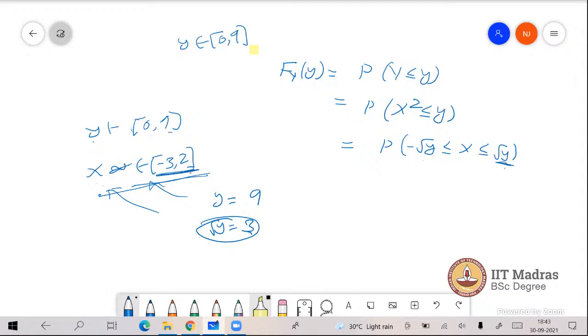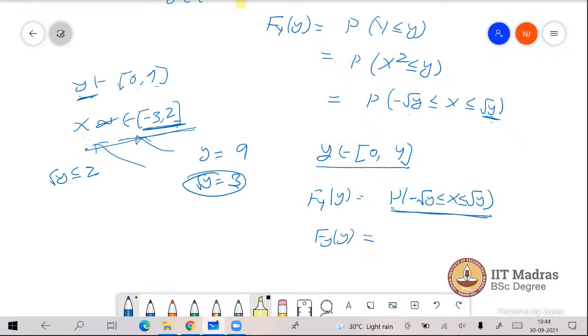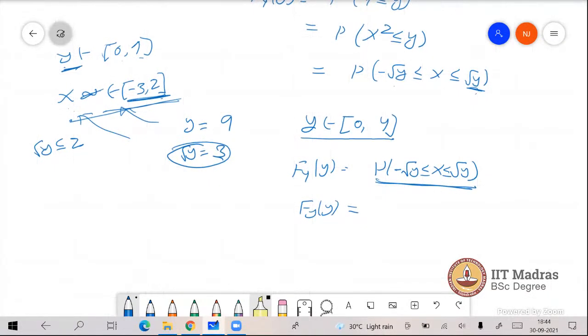So what I will do, I will divide this into two parts. First, let's say y is between 0 and 4, because I need root y less than or equal to 2, so y should be at most 4. Whenever I take y between 0 to 4, this definition, minus root y to root y, is always valid. The support is minus 3 to 2, so the PDF of x is something like that.